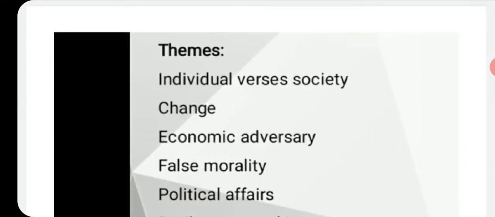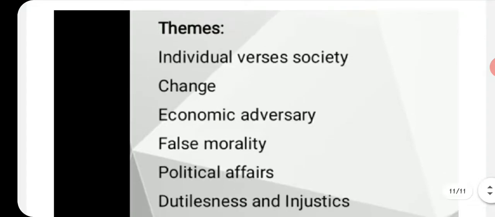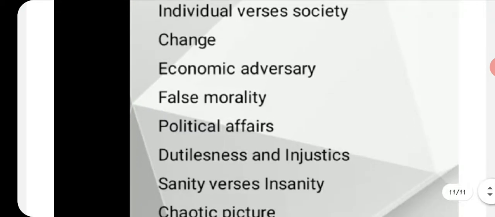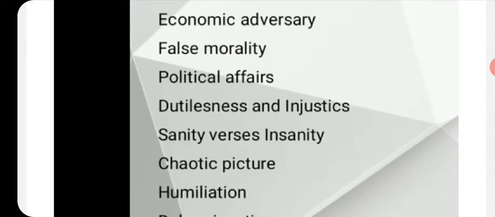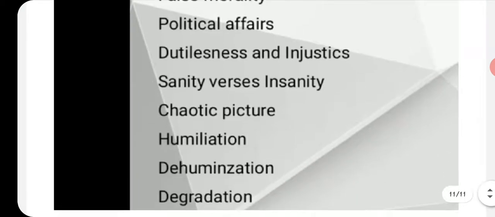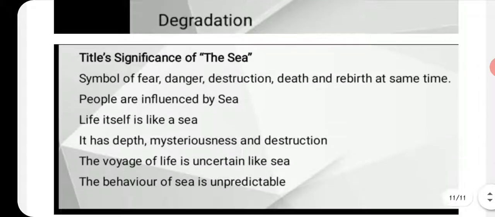And if we talk about the themes, individual versus society is one of the major themes. After that, the theme of change, the theme of economic adversity, the theme of false morality, political affairs, dutylessness, and injustice have been described very well in this drama. Sanity versus insanity, chaotic picture, humiliation, dehumanization, and degradation have been described in this drama very well.